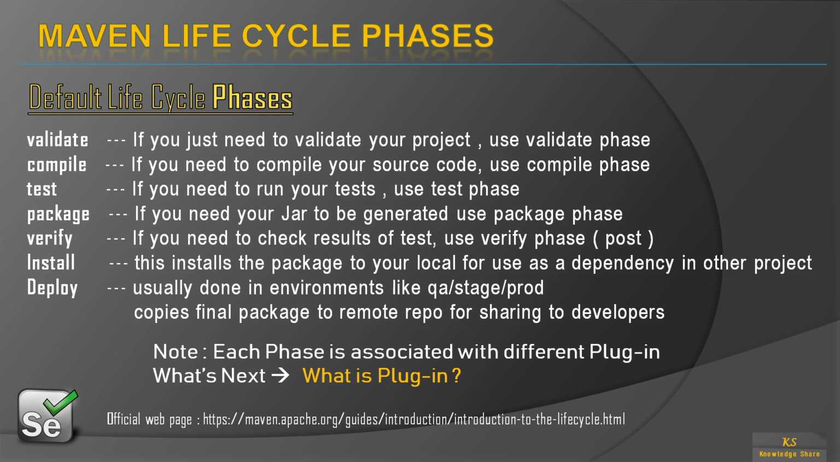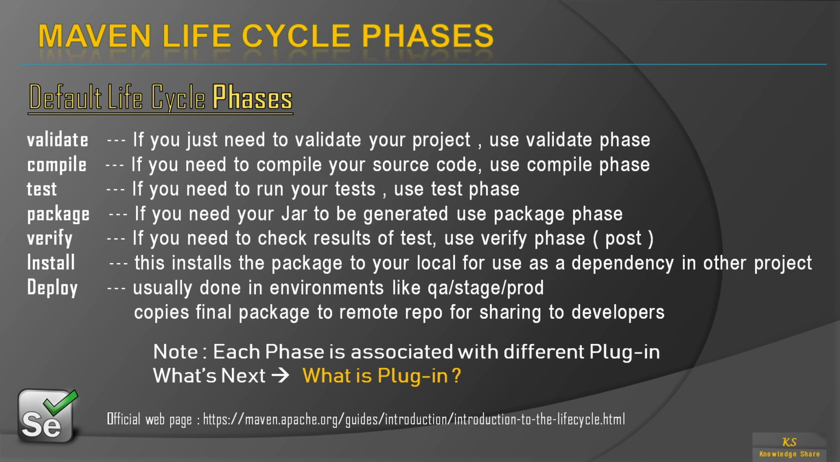Usually, whenever you want to deploy, you deploy into QA, stage, and prod environments, right? So to use this phase, you need to have a particular environment defined, and then it will go phase by phase. What it does is copy all the packages into a remote repository for sharing with developers, and then the application will be live whenever all those packages are copied to the particular environment. Okay, this is the deployment phase.